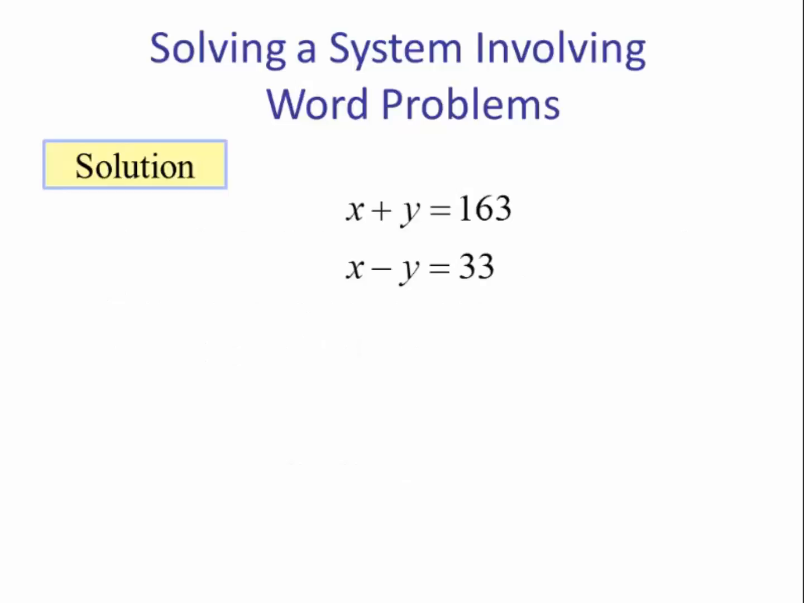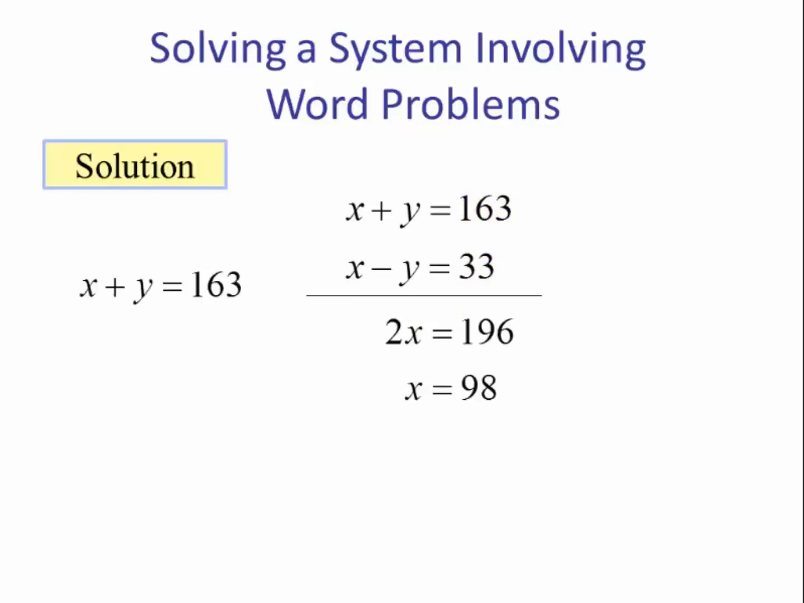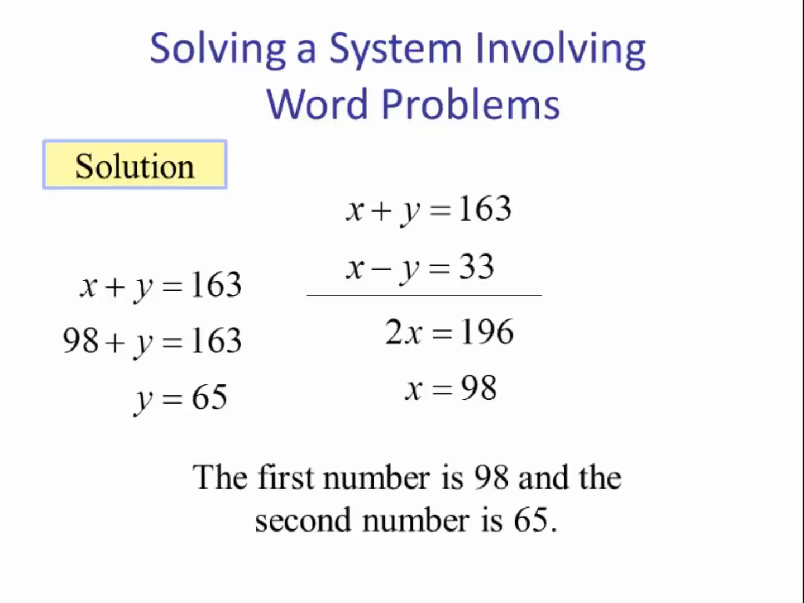The easiest way to solve this system is by elimination. If we were to add these two equations as they are, the y's will cancel. So x plus x is 2x. 163 plus 33 is 196. Dividing by 2, x is 98. To find the other number y, we take the first equation, we substitute 98 for x, and y turns out to be 65. So the first number is 98, and the second number is 65.